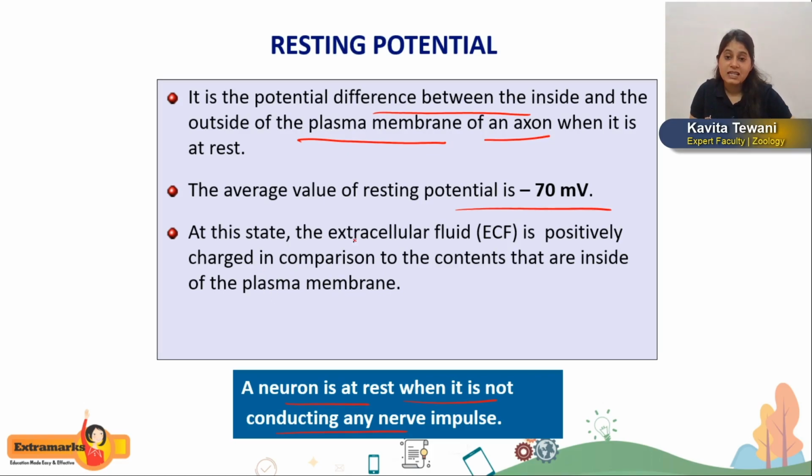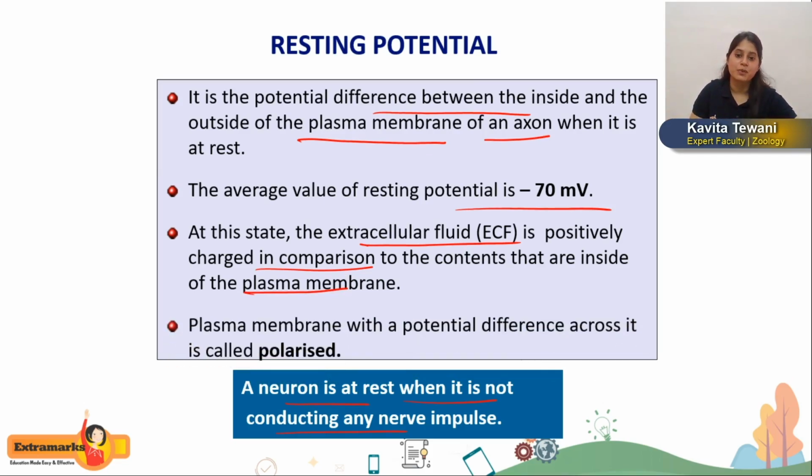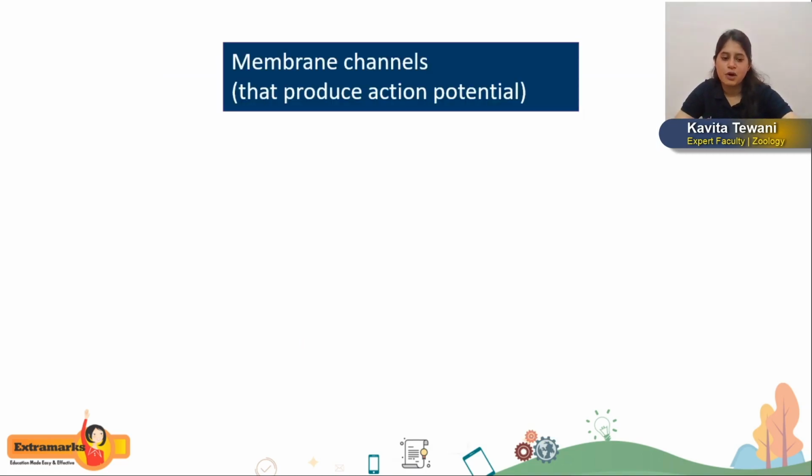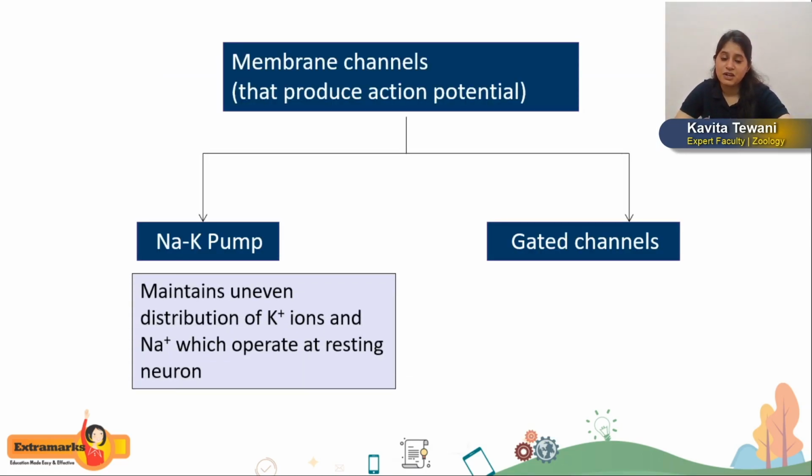We know that at this state, the ECF, extracellular fluid, is positively charged in comparison to the contents inside the plasma membrane. I told you, Na plus ions were more outside. A plasma membrane with a potential difference means maybe positive charge outside and negative charge inside, or opposite. Here you are considering outside positive and inside negative, and that's how you call it polarized. Now the gated channels and the Na plus K plus pump maintain the distribution of K plus ions and Na plus, which operate at a resting neuron.